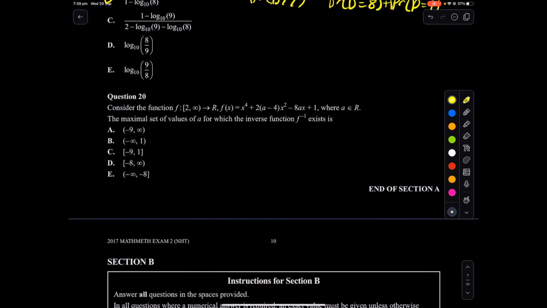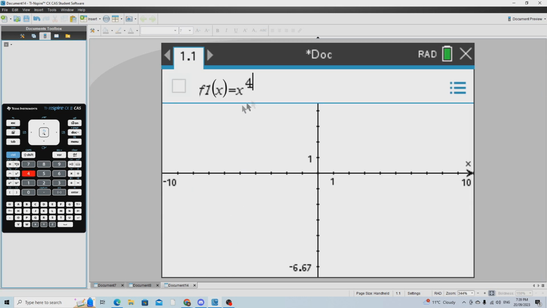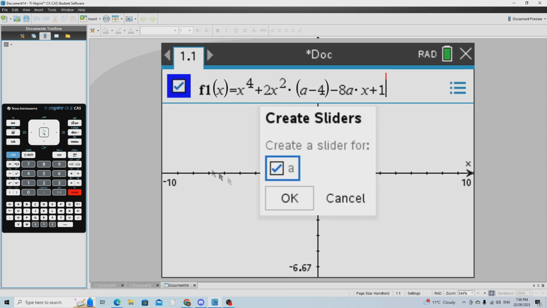Question 20. Consider the function from 2 to infinity, f of x by this, where a is an element of the reals. The maximal set of values of a for which the inverse exists is what? I'm just going to graph this. So let's say control N, go on graph. So x to the power 4 plus 2x squared times a minus 4, so a minus 4 minus 8a times x plus 1.